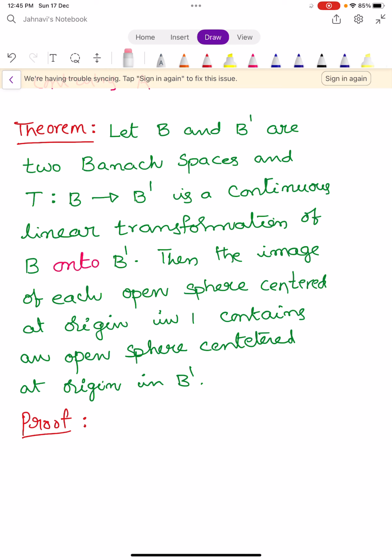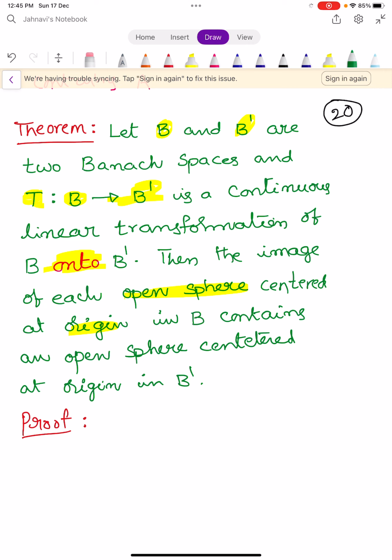In this video, we prove a theorem. Let capital B and B dash be two Banach spaces, and capital T maps B into B dash is a continuous linear transformation of B onto B dash. Then the image of each open sphere centered at origin in capital B contains another open sphere centered in B dash. So right, let us prove this theorem. Lengthiest one, be patient and follow carefully.